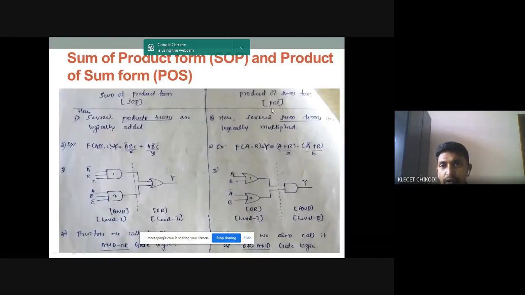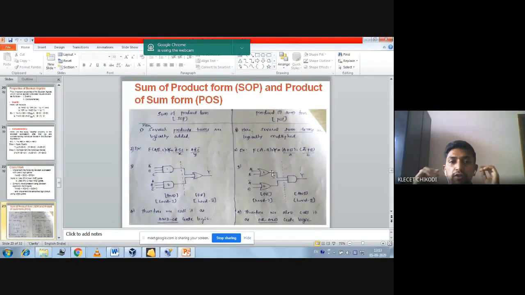Similarly here in POS, we are multiplying the sum terms. So in level 1 it is the reverse of SOP. In level 1 we are getting all OR gates, and in level 2 we are getting AND gates. So that's why we call POS the OR-AND logic. Fine. So this is the third difference.